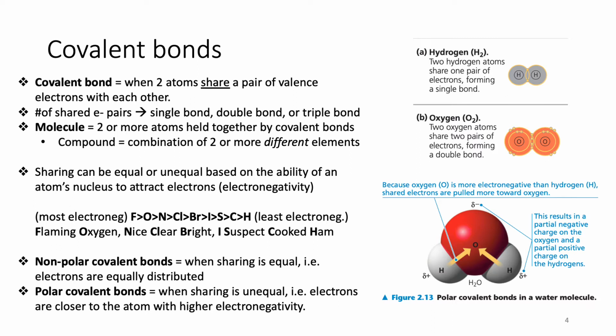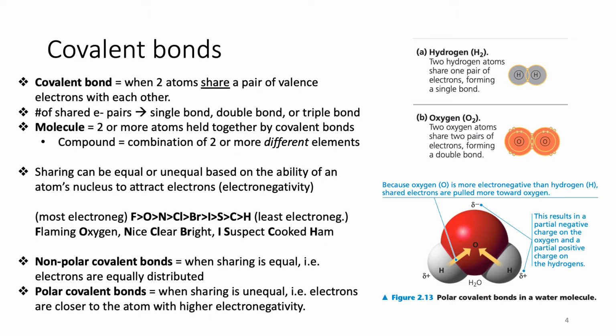For example, a pair of electrons shared between these hydrogen atoms results in a single bond, while 2 pairs of electrons shared between these oxygen atoms creates a double bond. 2 or more atoms held together by covalent bonds constitute a molecule. Atoms in a molecule attract shared electrons to varying degrees, depending on the element.